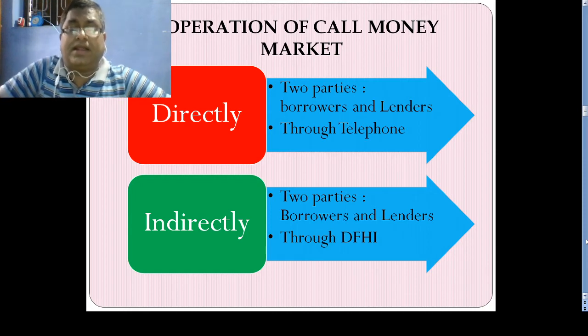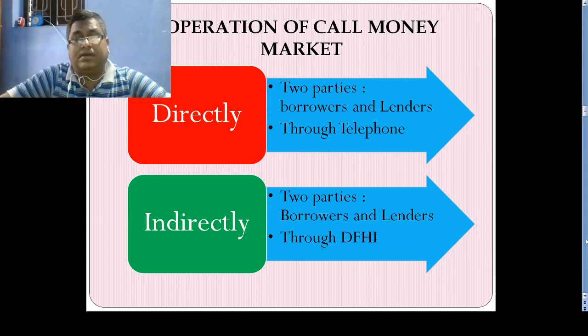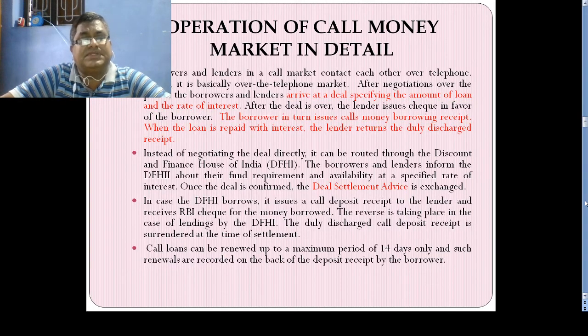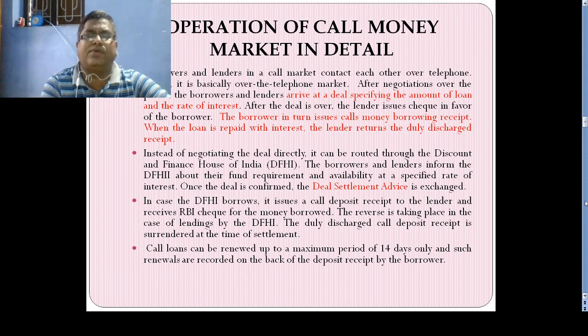Another one is that the transaction can be done through the DFHI, Discount and Finance House of India. How is it possible? This is the discussion matter. Borrowers and lenders, two parties are there. First of all, the borrower's requirement is there, and the lender can give some of the funds to the borrower.